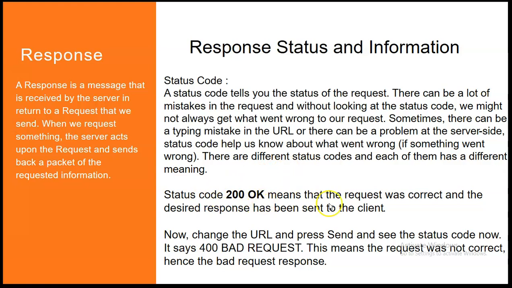Status code 200 OK means that the request was correct and the desired response has been sent to the client, which is used in a GET request. Now, if we change the URL and press the send button, we sometimes see 400 Bad Request. This means the request was not correct, hence the bad request response we received from the server. I'll show you through an example.